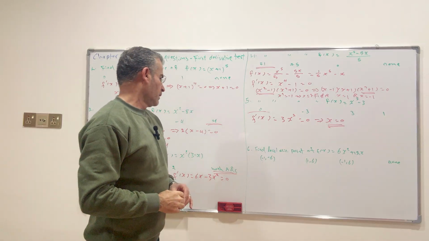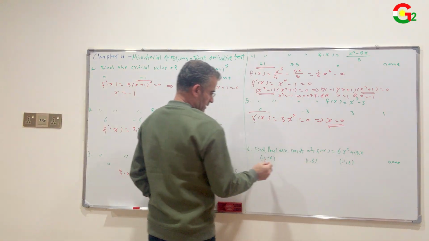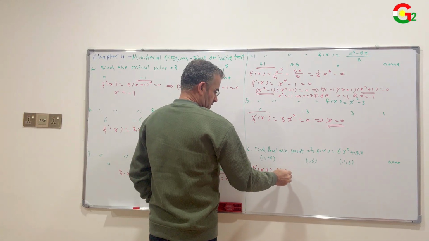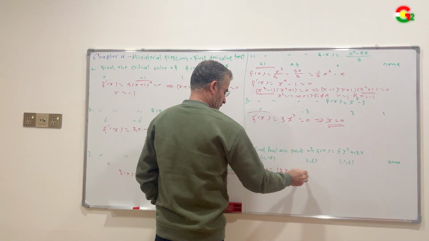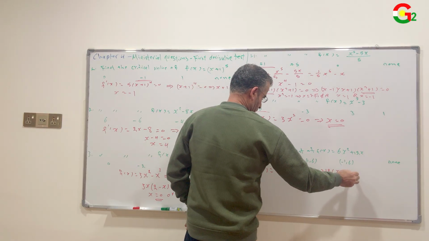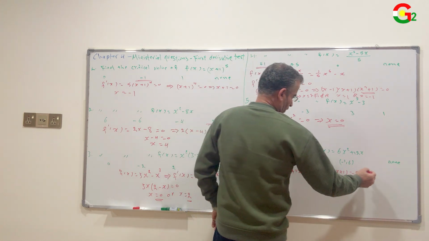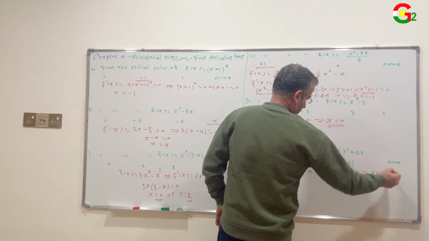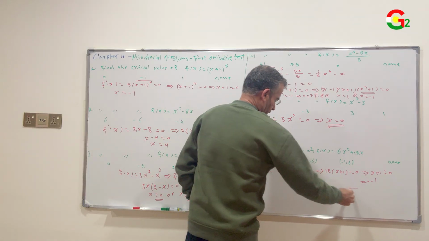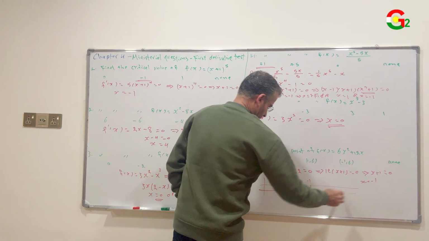Question number 6. Find the local minimum point of the function 6x power 2 plus 12x. Differentiate this function, f prime of x equal to 12x plus 12. Set it equal to 0. Factorize by 12. X plus 1 equals 0. Then divide both sides by 12. X plus 1 equals 0. X equals negative 1. It is a critical point for this function.